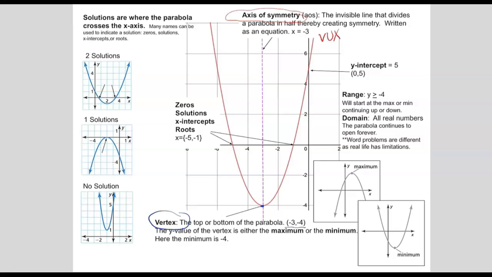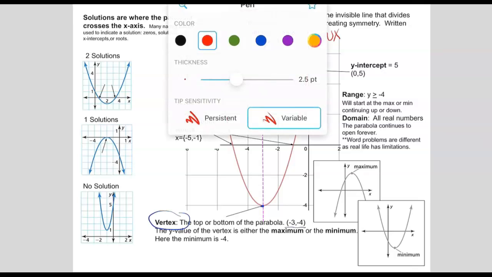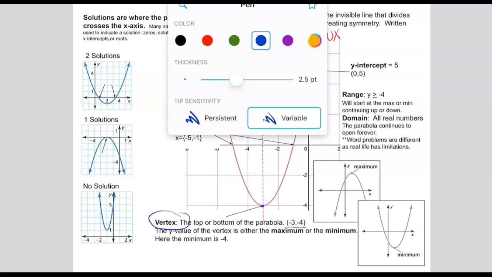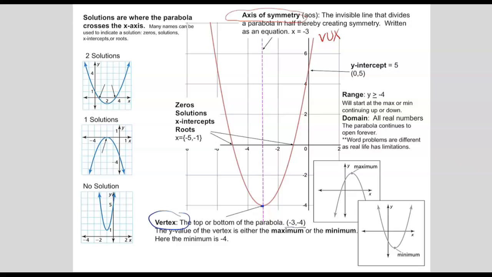When I want to talk about the solutions of a parabola, of a quadratic equation, the only thing I'm looking for is where does my graph cross the x-axis? That's all I want to know. So here this parabola crosses the x-axis at -5 and -1. Those would be known as my solutions.